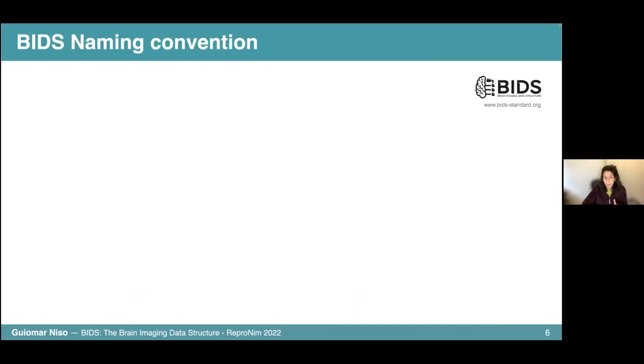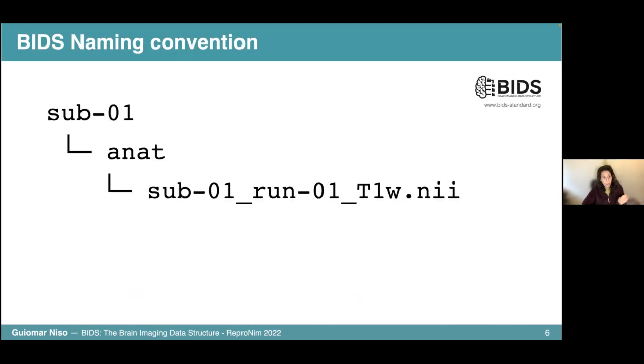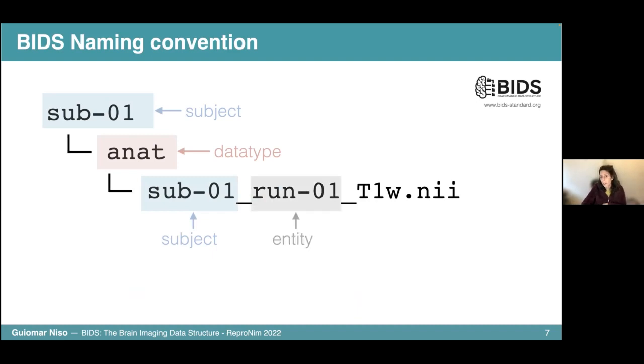So the BIDS naming convention is based on many hierarchical folders and files. We start with the subject name. Then we have the data type, which can be anatomical, MEG, EEG, or functional. Then the file names, which are organized following this same naming convention, starting again with the subject, then an entity defining the run or the session, and finally a suffix, which indicates the type of data that the file contains, and an extension.